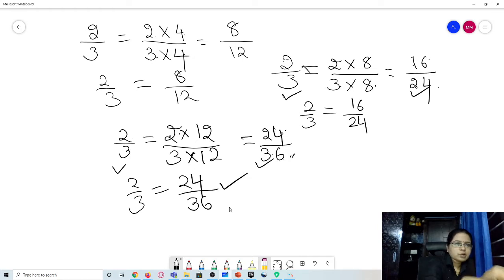Now equivalent fractions of 2 divided by 3 are 8 divided by 12, 16 divided by 24, 24 divided by 36. All are equivalent fractions of 2 divided by 3. All are equivalent.